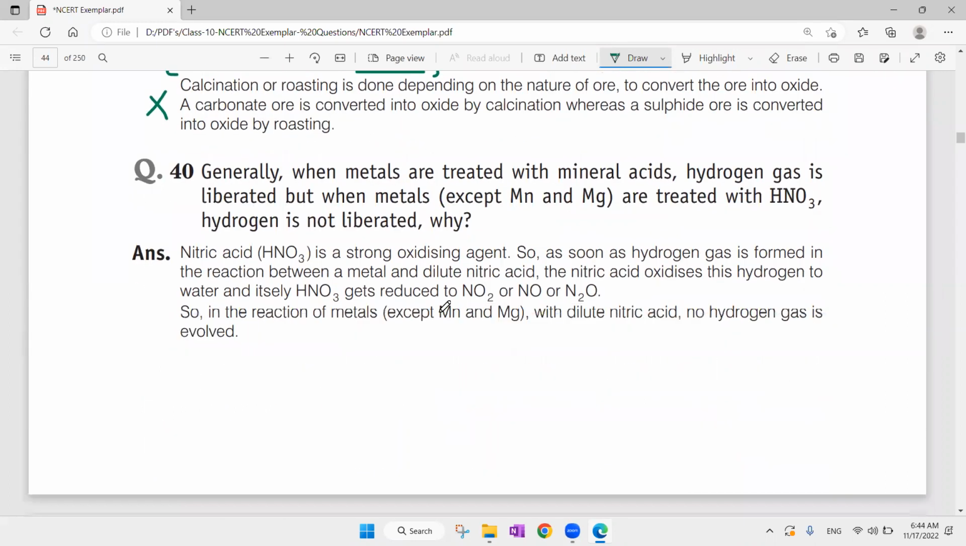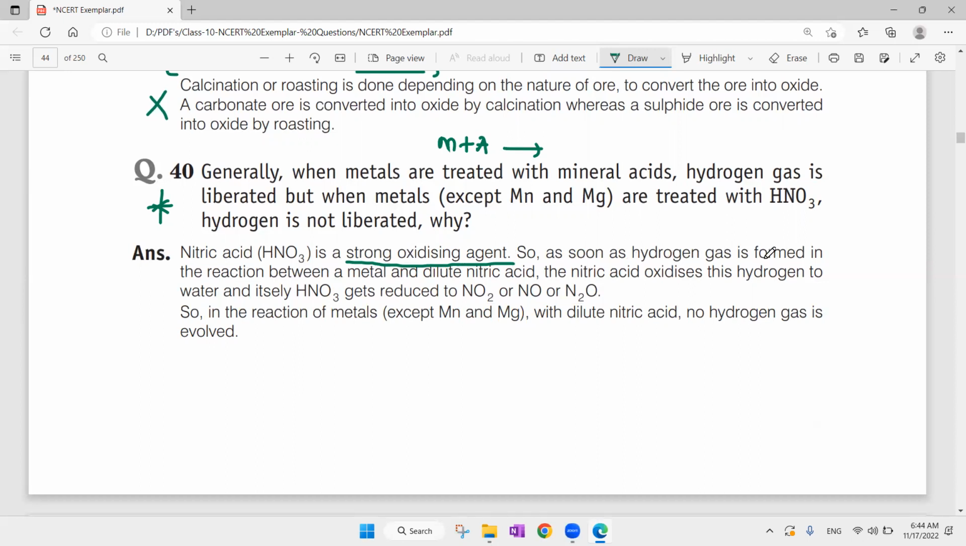40. Generally, when metals are treated with mineral acids, hydrogen gas is liberated. But when metals except manganese and magnesium are treated with HNO3, hydrogen is not liberated. Why? Most important this. Because nitric acid is a strong oxidizing agent. Underline this. Nitric acid is a strong oxidizing agent.